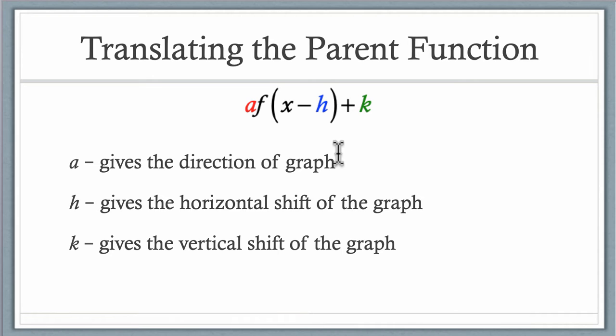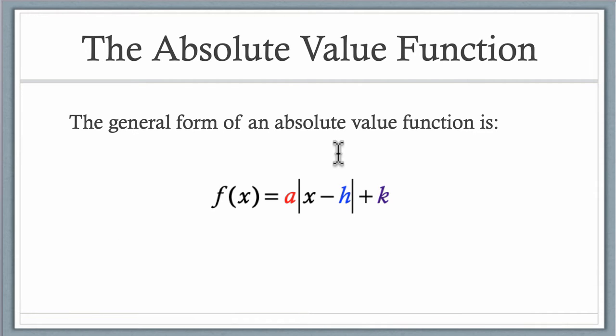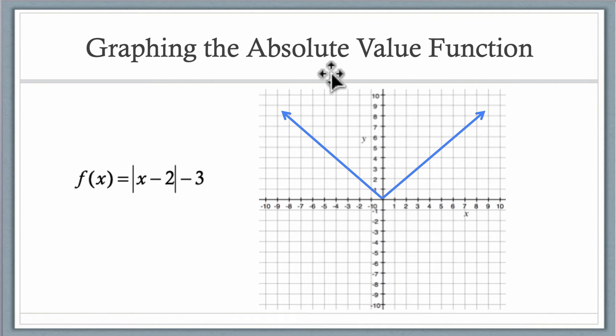Let's take a look at this in action by looking at an absolute value function. So the general form of an absolute value function is f of x equals a times the absolute value of x minus h plus k. So if I want to graph this absolute value function here, so I have f of x is equal to the absolute value of x minus 2, minus 3. We start off with our parent function, which is the absolute value of x. That's what I see right here.